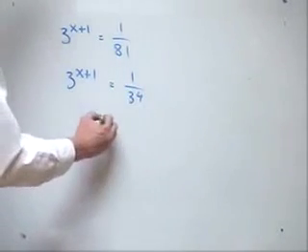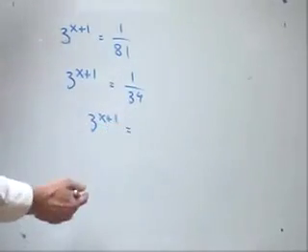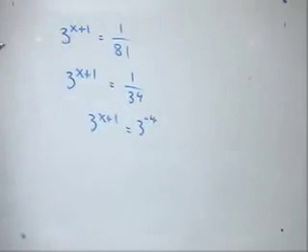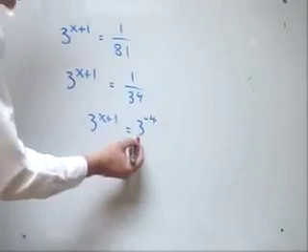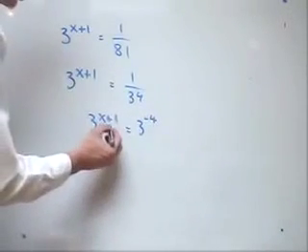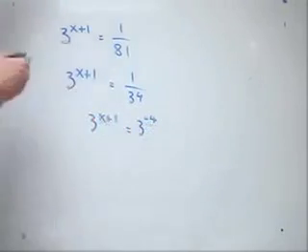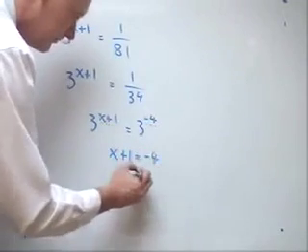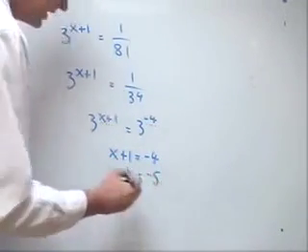So therefore 3 to the x plus 1, still not looking very good. So we bring the 3 to the 4 up. There's 3 to the negative 4. Now we can say the base is the same, 3 and 3. We can now say the powers must be the same as well. So x plus 1 equals negative 4, x equals negative 5.